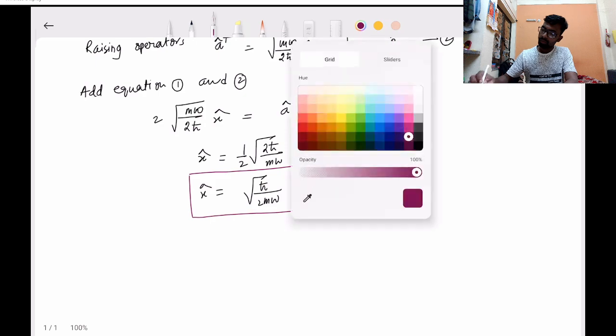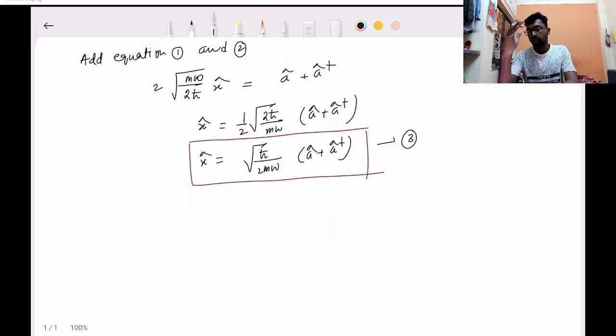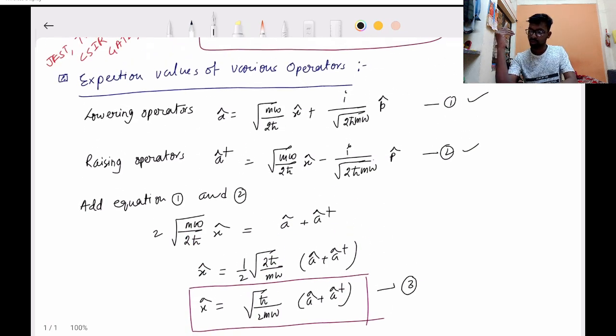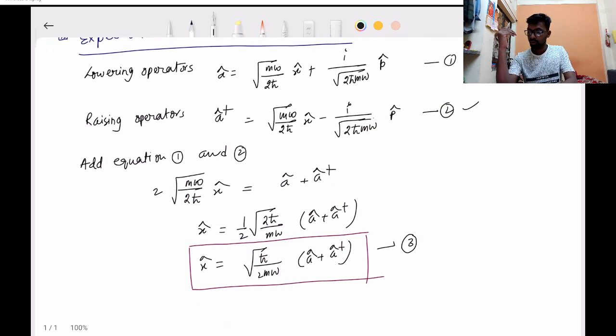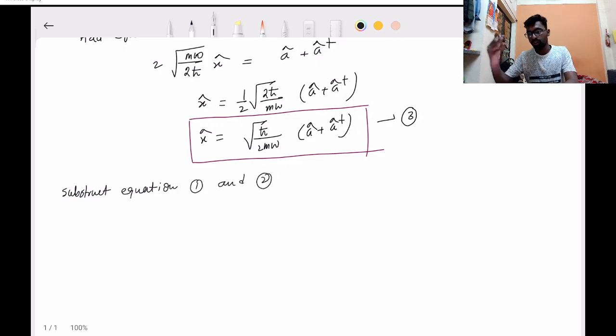In a similar way, we express the momentum operator in terms of lowering and raising operators also. So what can I do? We subtract equations 1 and 2.